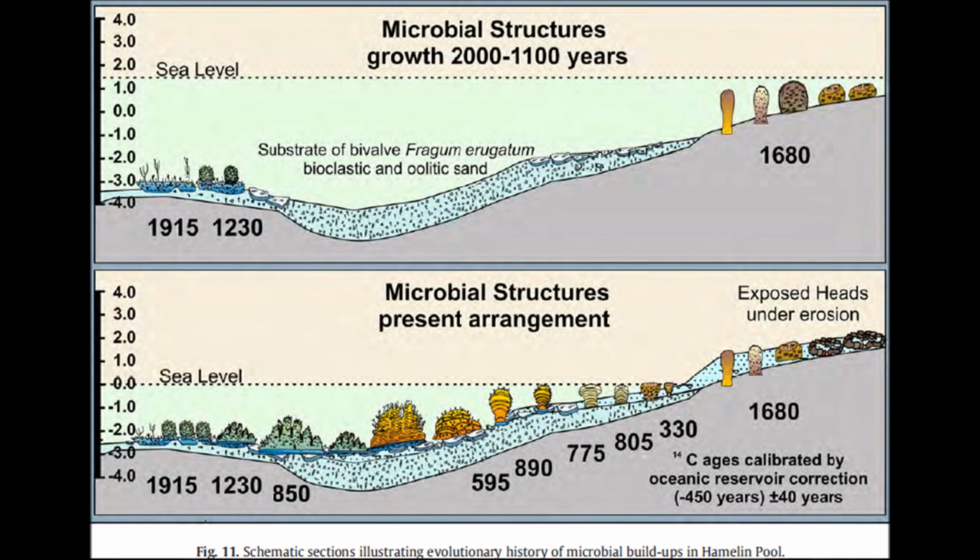What will happen with Hamelin Pool as we move forward in time? Will sea level rise and will the system move back towards shore? Or will sea level rise and flood the basin with waters of normal salinity, causing the entire system to collapse? I guess time will tell.